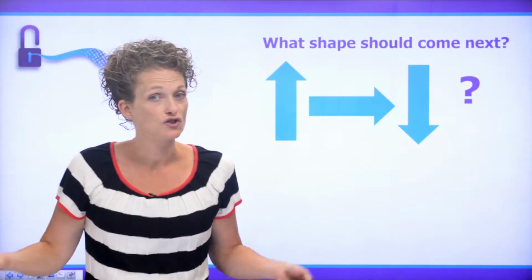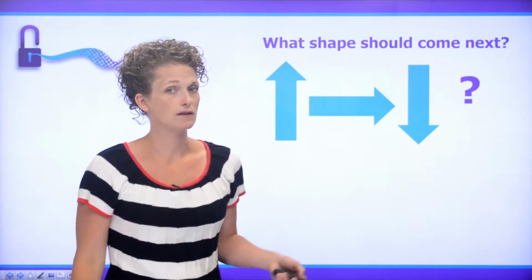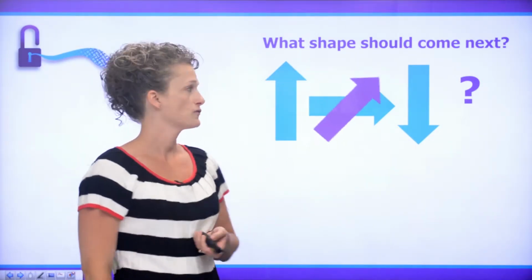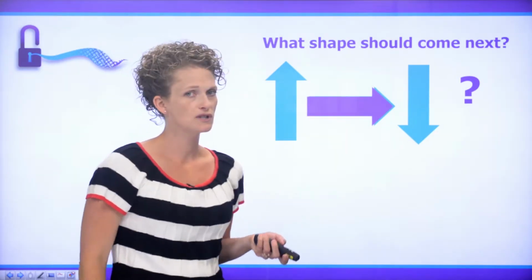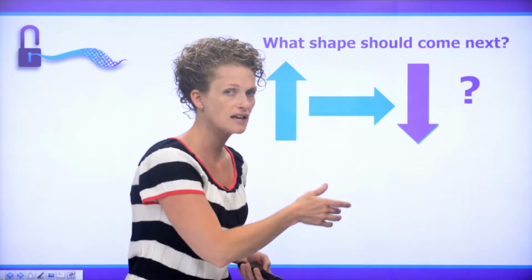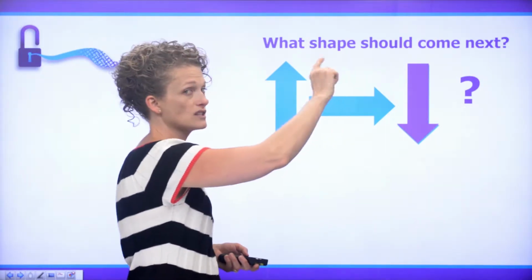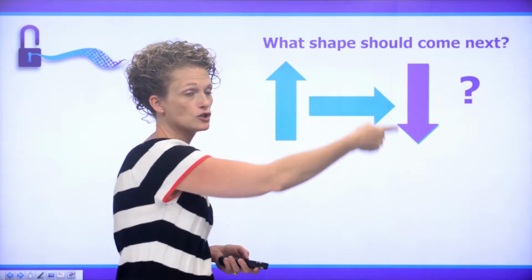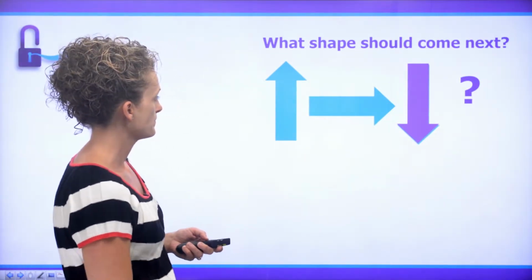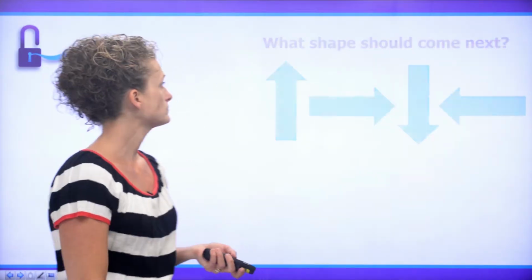So what shape should come next? Because we could have colors or shapes. It's not just one thing. So we have a series of arrows. And so what happened with this first arrow? Well, you can see it moved and then it rotated. It moves and it rotates. So our next arrow is going to move and it rotates. Now, it's always rotating to the right. And there's our last figure.